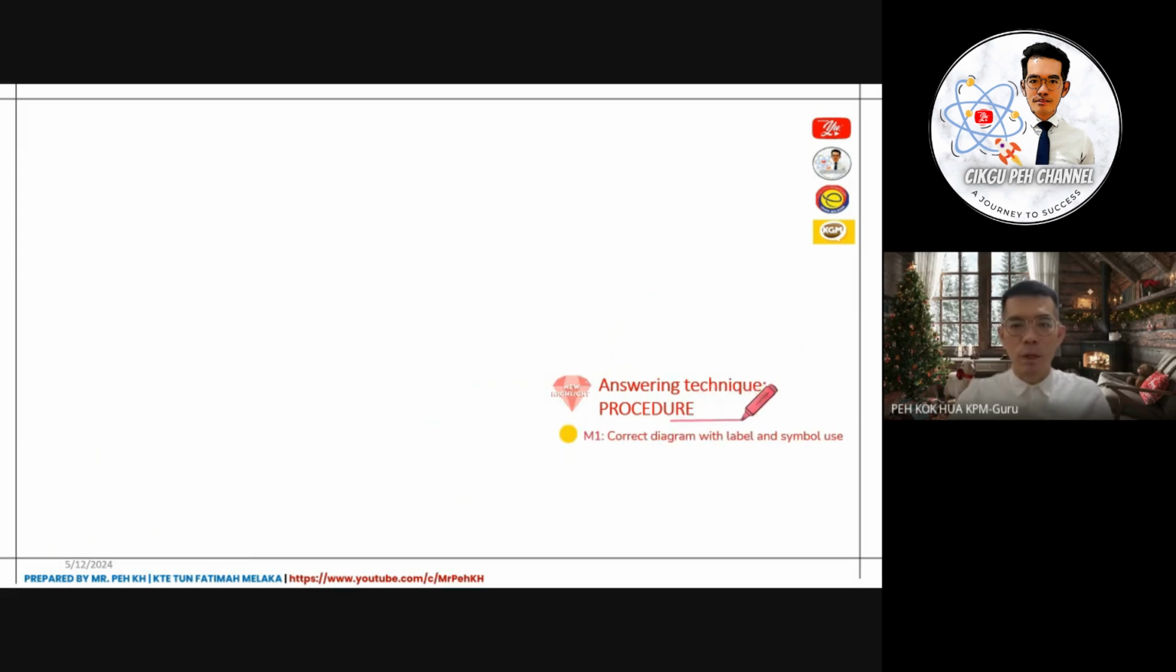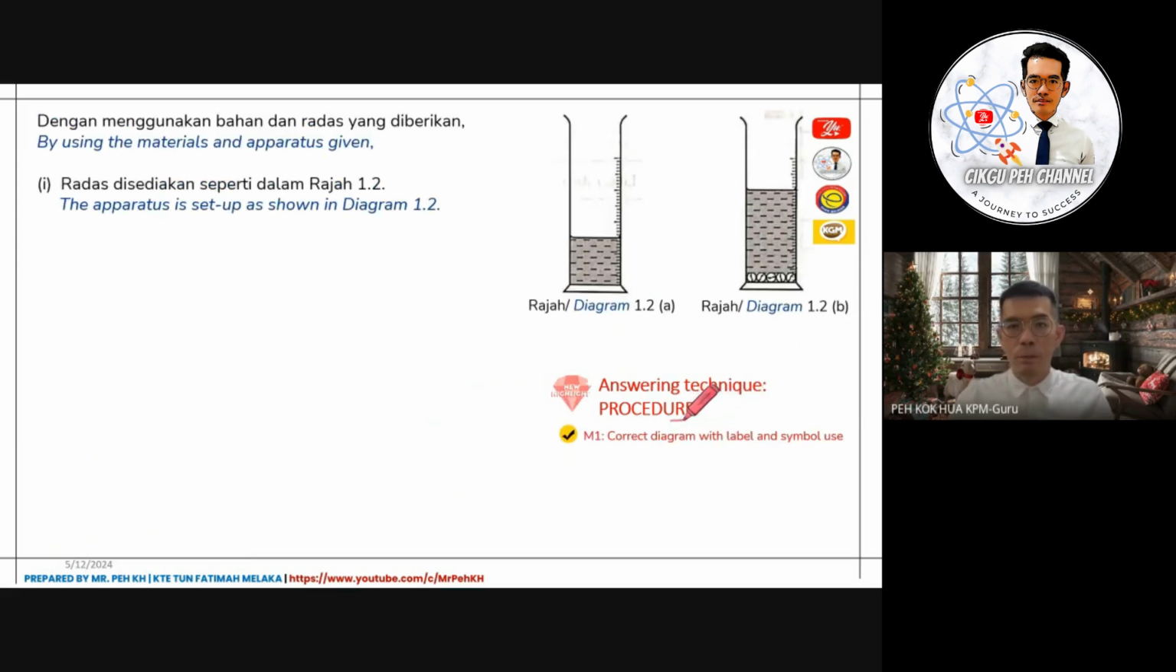So for the first mark, just as we explained, we have to draw a correct diagram with labels. It will be like this. By using the apparatus and material given, this is the first sentence you have to write: the apparatus is set up as shown in diagram 1.2. You can see in diagram 1.2a there will be a measuring cylinder with initial volume.